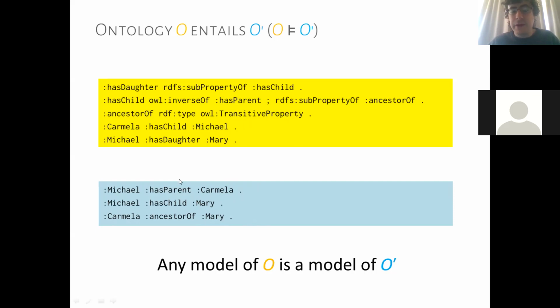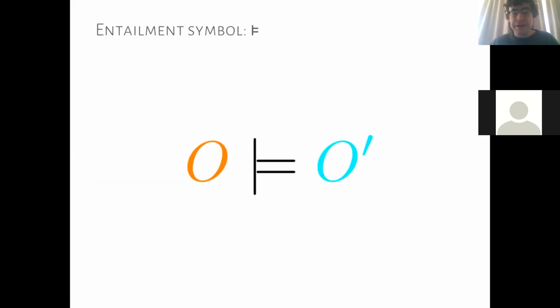The models of this ontology, which is not as specific, will permit more possibilities. So essentially, the models here are a subset of the models here. Again, it's this idea that as we add more and more specific data, we remove possible worlds that the ontology is describing. We use this symbol often for entailment to say that this ontology entails this other ontology. So this is the entailment relation.